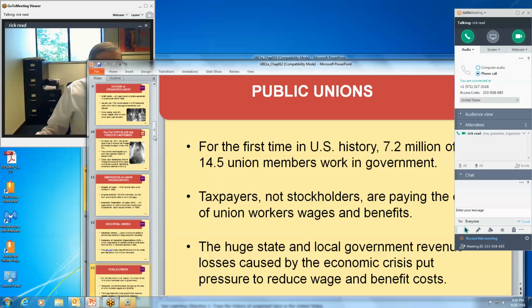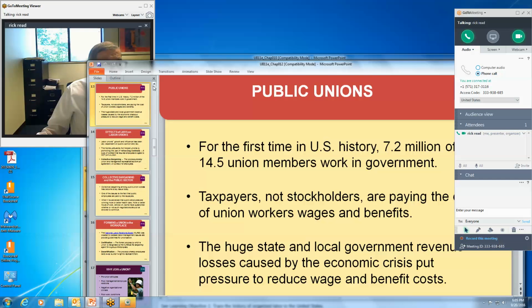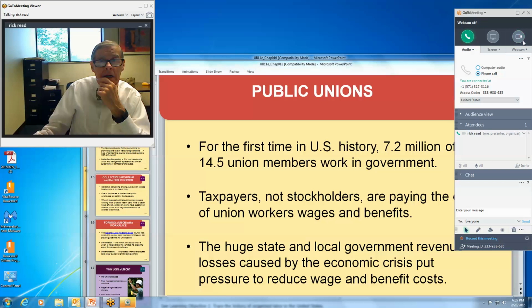Public unions, I'm not going to go over this too much. There's about 14.5 million public union members. And remember that, as we said before, their wages are paid by taxpayers like you and me.